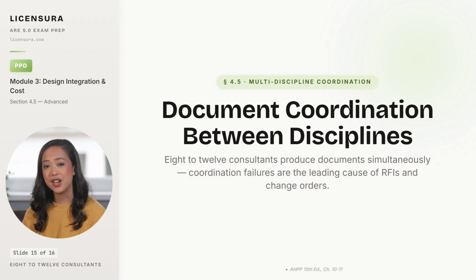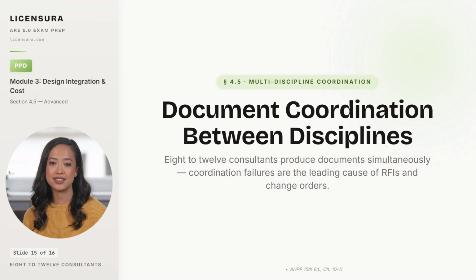Most architects underestimate just how many consultants you end up coordinating on a real commercial project. A typical job has somewhere between 8 and 12 consultants producing documents simultaneously. Structural, mechanical, electrical, plumbing, fire protection, civil, landscape, acoustics, interior design, lighting, technology, and code review. And the architect is responsible for coordinating all of them into a coherent set.